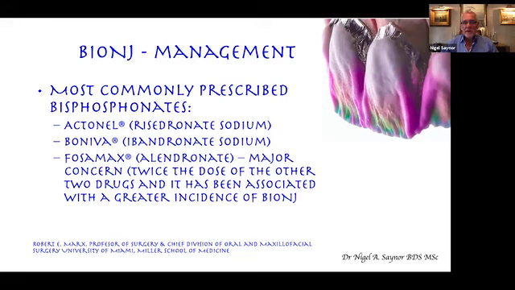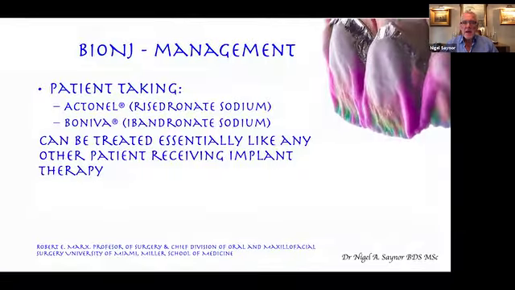The most commonly prescribed bisphosphonates that you've got to look at are the Actonel, alendronic acid, Boniva, Fosamax. The concern is for alendronic acid is twice the dose of the other 2 drugs, and it has been associated with a higher incidence of BRONJ or BIONJ. Patients taking these can be treated like any other patient taking for implant therapy.